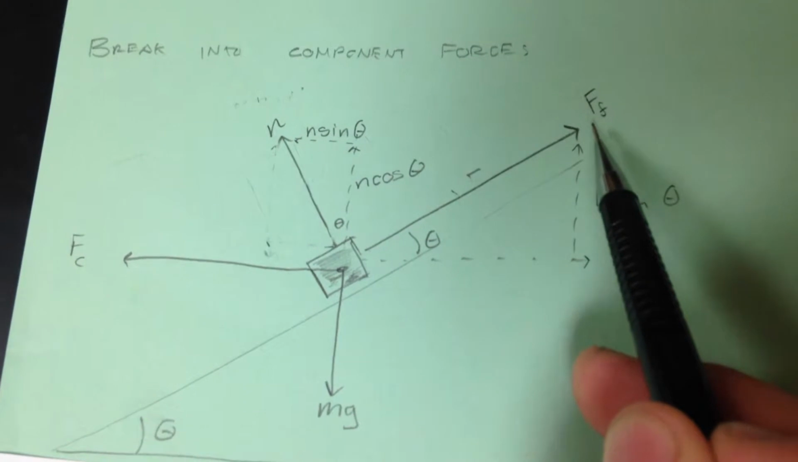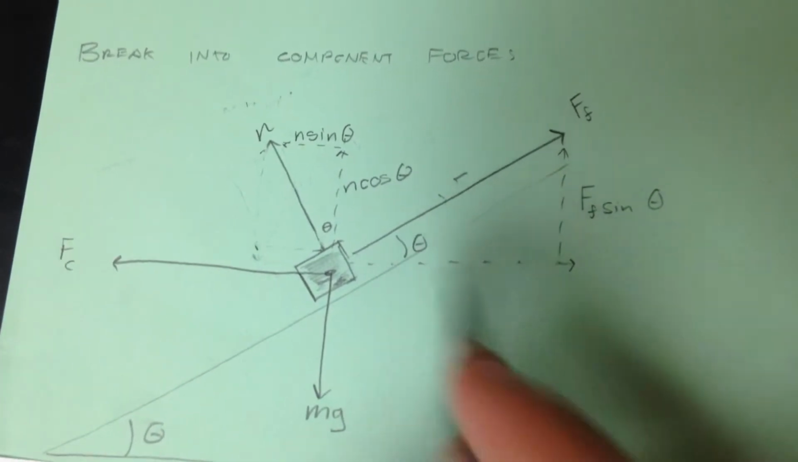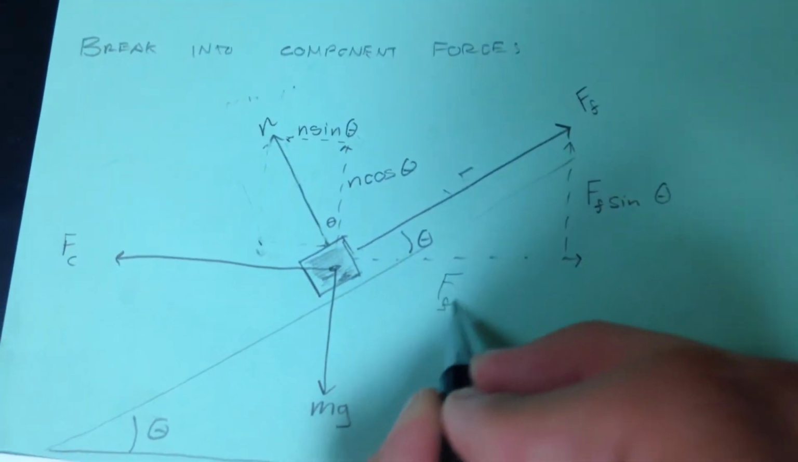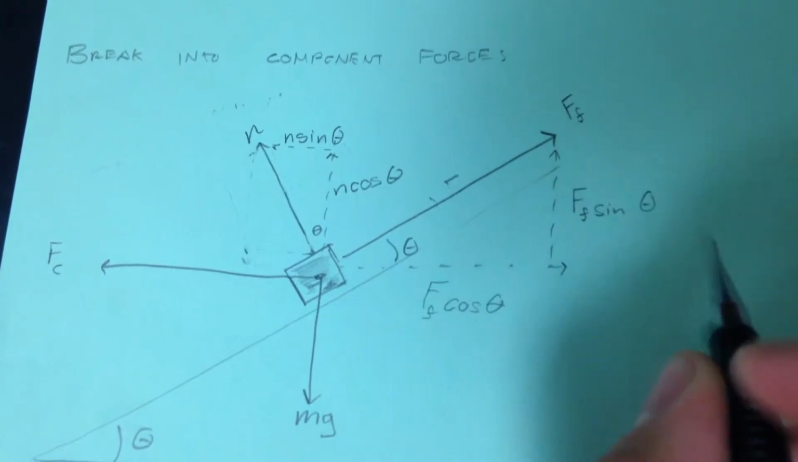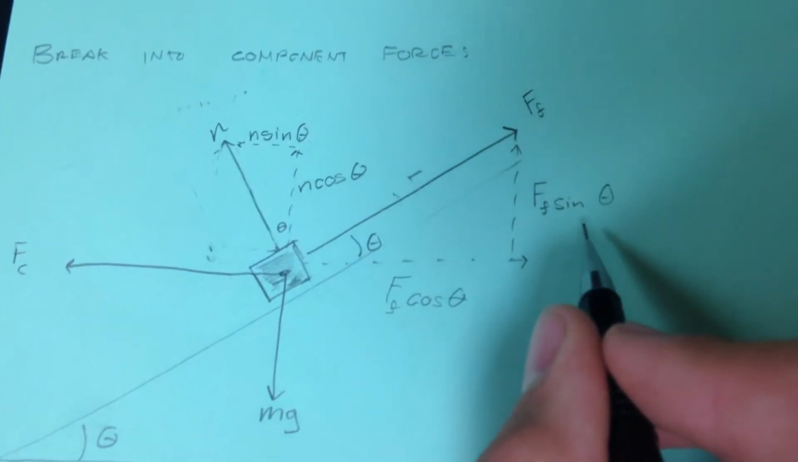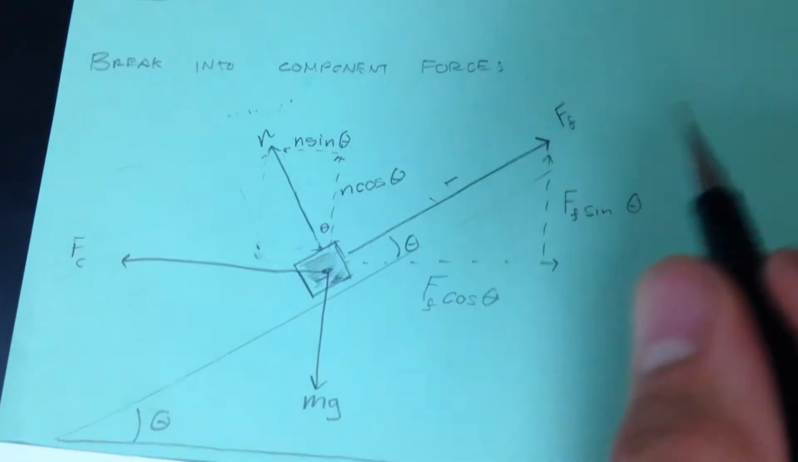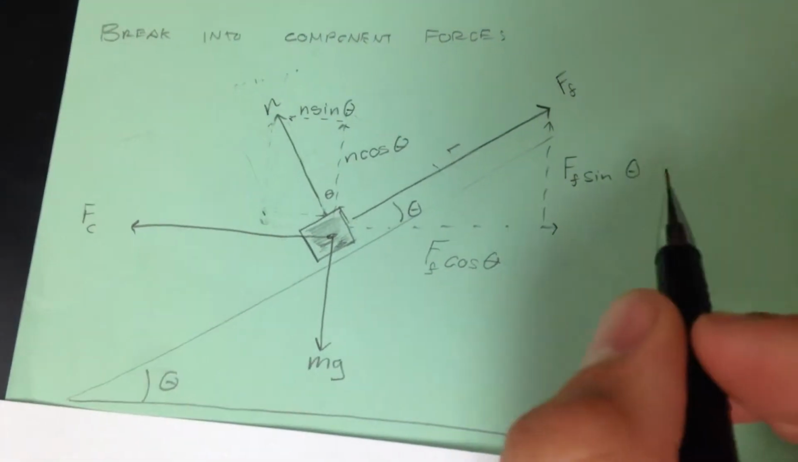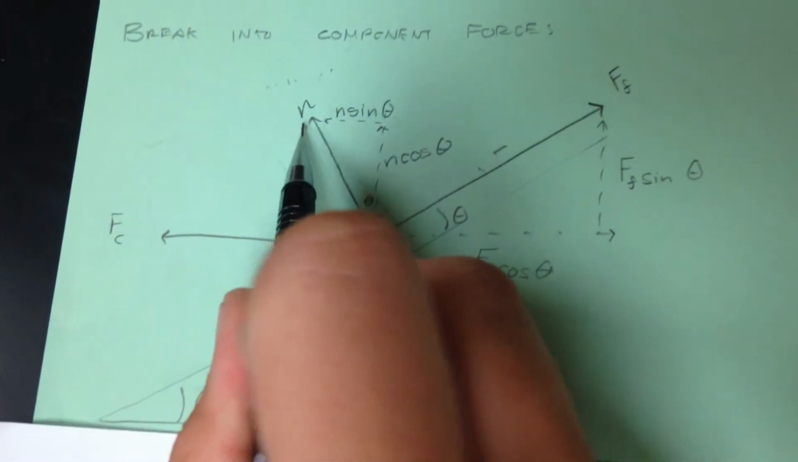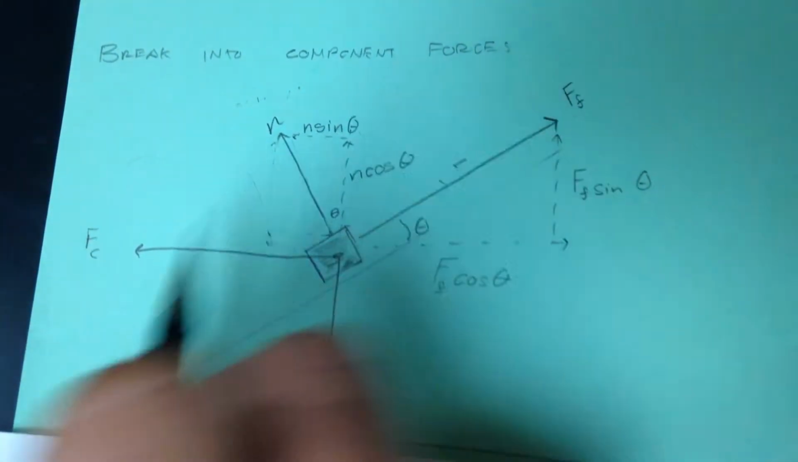To divide FF into two parts, this becomes FF cosine theta, and this becomes FF sine theta, given that this angle and this angle are congruent, which we know because this is parallel. Simple geometry. We split n up into two parts. This becomes n cosine theta, this becomes n sine theta.